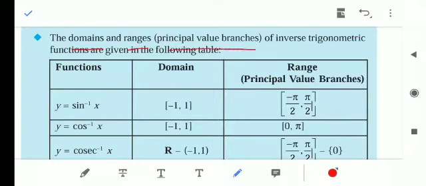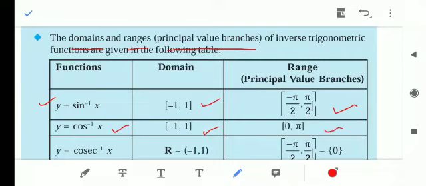So you can see sine inverse x is a function. Its domain is minus 1 to 1 and its range is minus pi by 2 to plus pi by 2. Similarly, it can be shown easily that for y equal to cos inverse x, the domain is minus 1 to 1 and the range is 0 to pi.